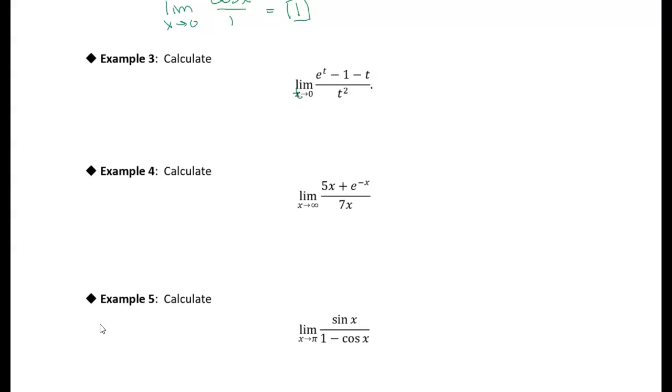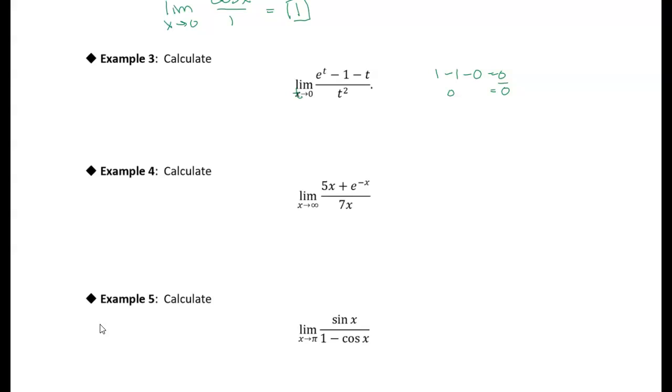When you evaluate the numerator, e to the 0, that's 1 minus 1 minus 0. All right, so that's equal to 0. And the denominator is just 0. All right, so we have this 0 over 0 indeterminate form, so we're good. We can apply L'Hopital's rule.